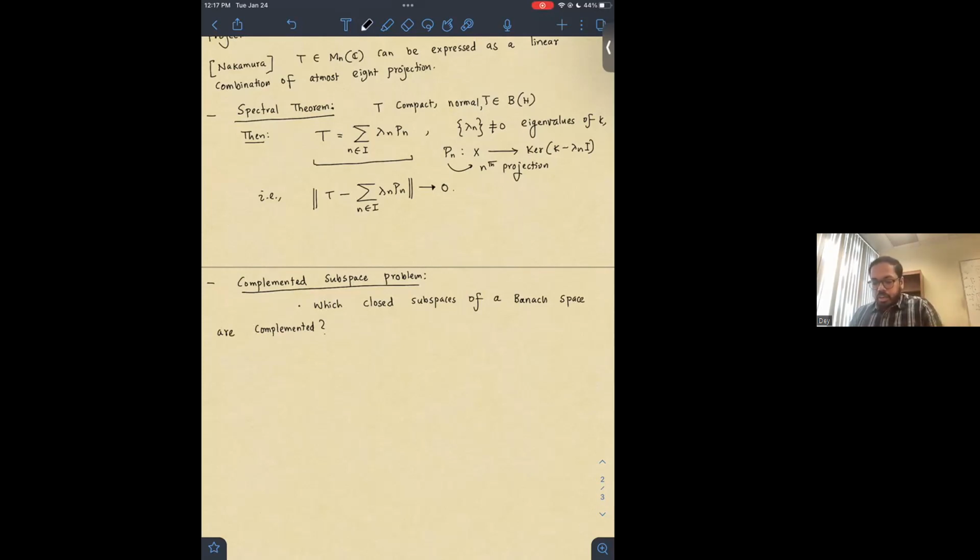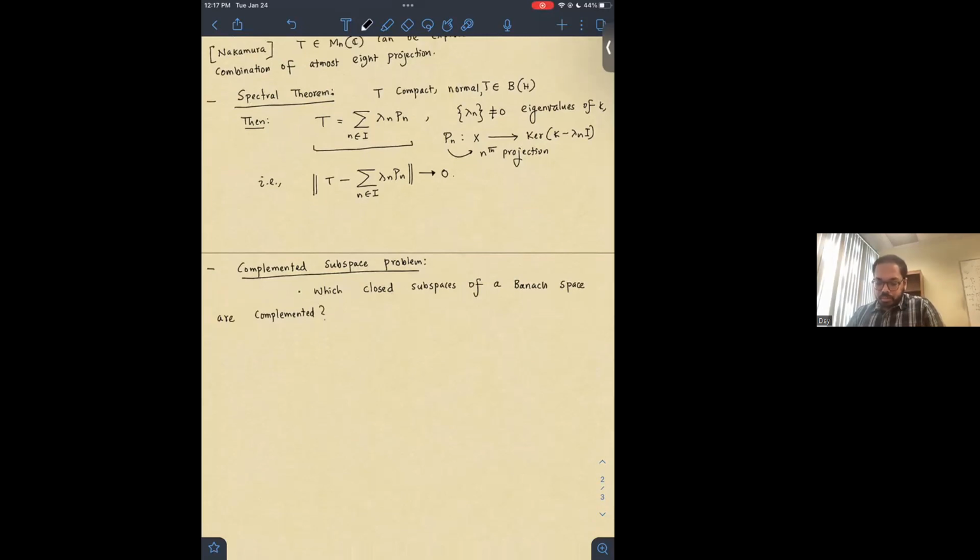So why is it so important? Why are projections related to it? Because projections are very, very closely related to complemented subspaces. Why? Because of this. Dave, do you mind just telling us what you mean by complemented? Yeah, that's exactly what I'm going to define. Thank you.